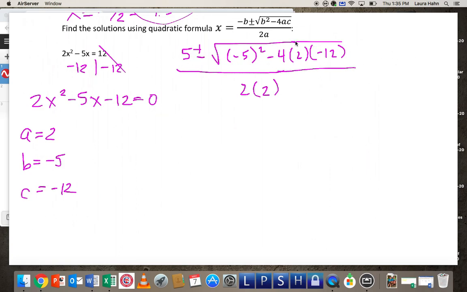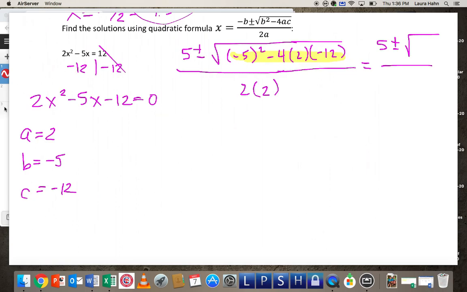All right, so let's go ahead and simplify the top. On the top, I have 5 plus or minus the square root of, and notice there's a whole bunch of numbers going on inside the radical. So what I'm going to do is simplify the inside part only, this part that I highlighted. Only the inside.